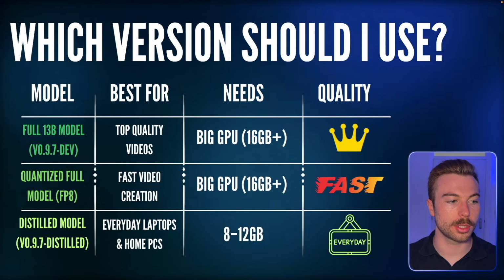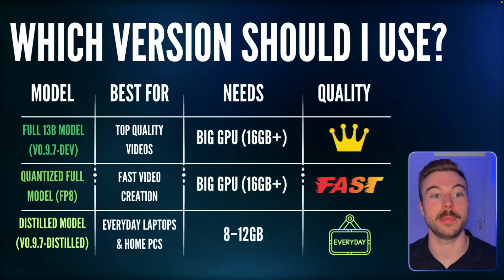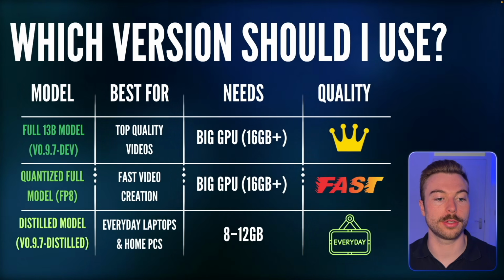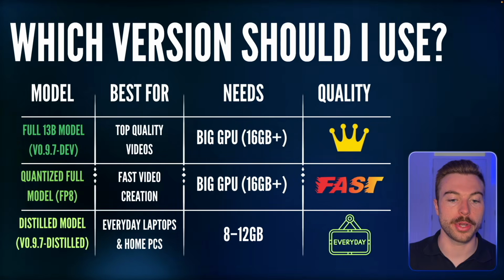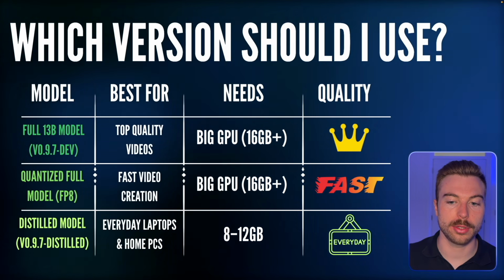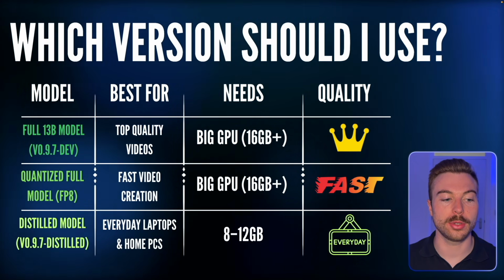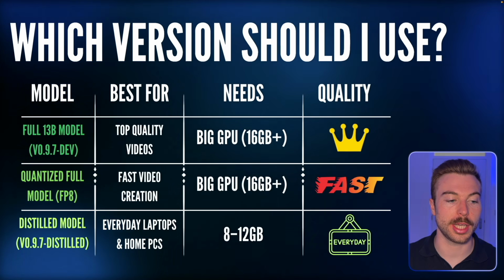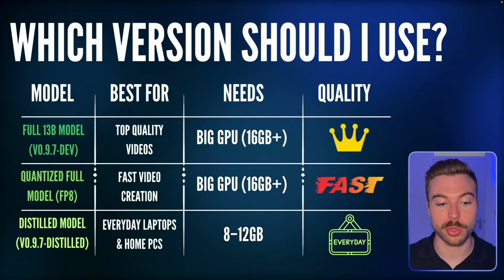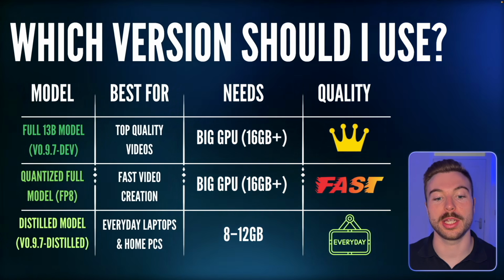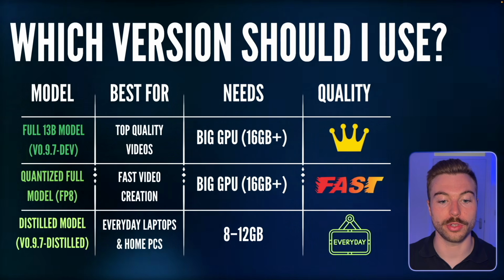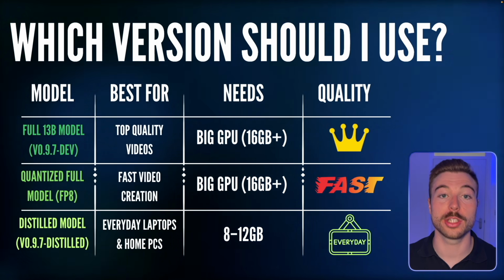If we look at a quantized model, this is going to be a middle ground. We're going to get some really good fast video creation, but again, we're still going to need that larger GPU to get the output. The distilled model, which is the one that we're going to be using today, is more for our everyday laptops, home PCs, and we're going to need around 8 to 12 gigabytes of GPU to be able to run this. So let's come back across.